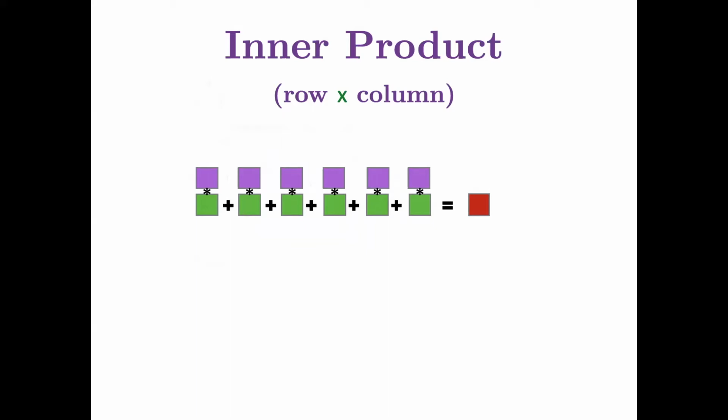Obviously, in order for this to work, I need that red and green vector to have the same number of elements. If the two vectors do not have the same number of elements, this operation is not defined.